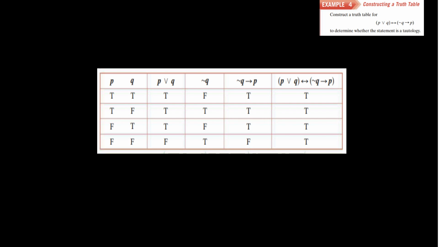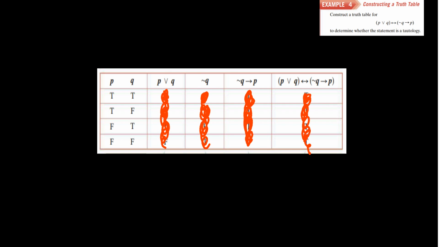Actually, those first two columns are always the same, right? Because we only have two statements, and we always construct the truth table the same with the first two statements. Okay, so constructing this table, again, we always start going true, true, false, false, true, false, true, false. Always like this. Ready? And then from here, we have P or Q.